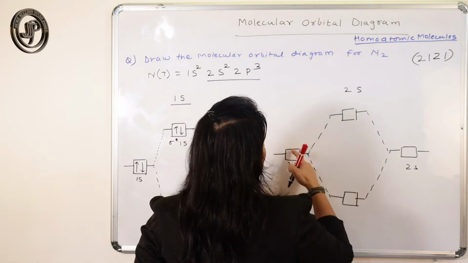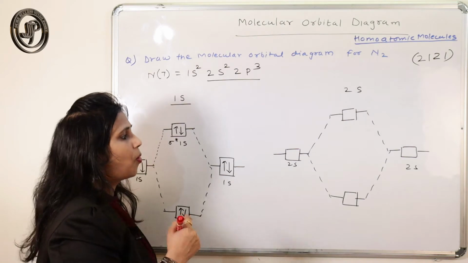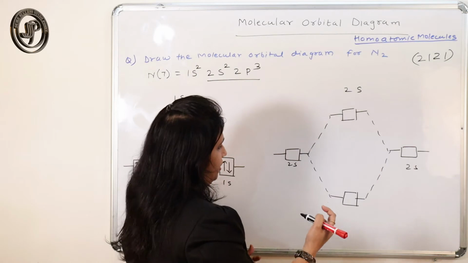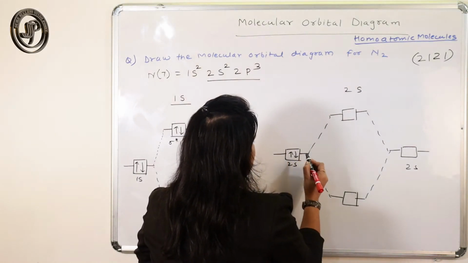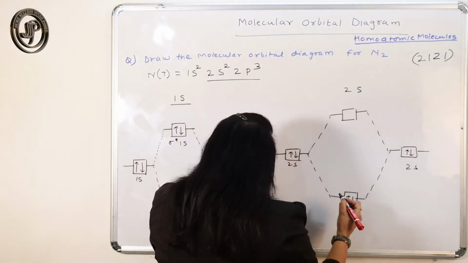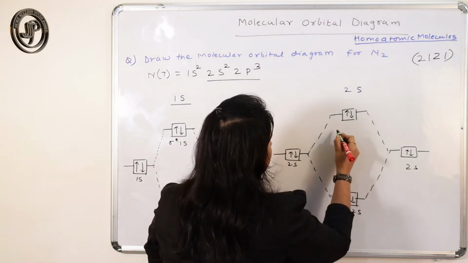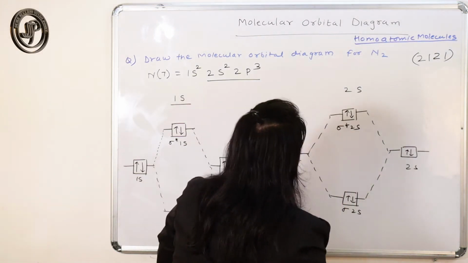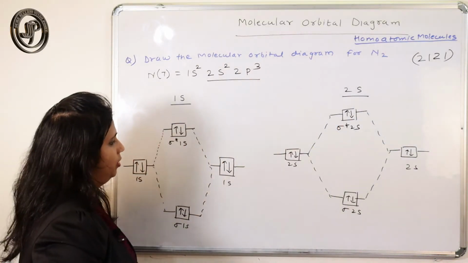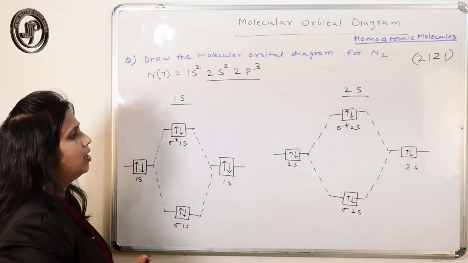I am just drawing these at the same level because that is the condition for formation of molecular orbitals, that the energies of these two must be the same or nearly the same. So the 2 electrons here, the 2 electrons here, 1 2 3 4. So this is your sigma 2s, this is your sigma star 2s, okay. So this is the energy level for sigma 1s and sigma 2s.